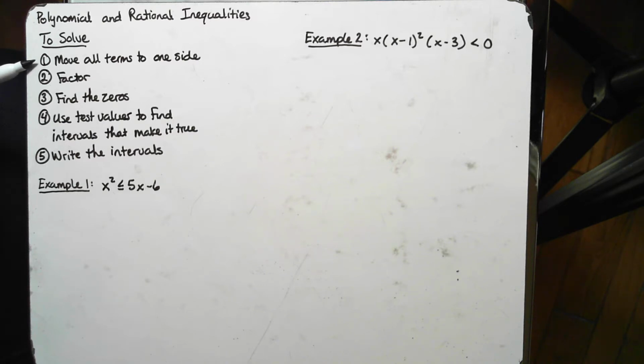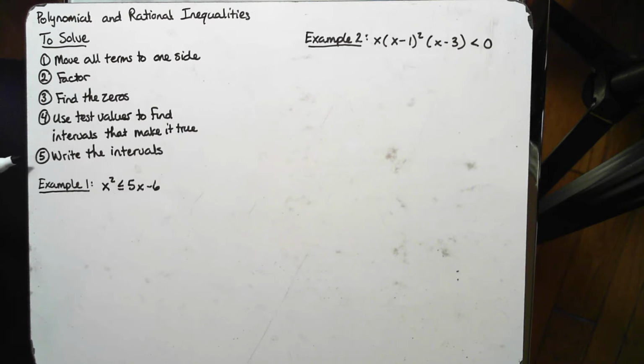The first thing that you should do is make sure that all of the terms are on one side. That means that one side of your inequality has a 0 on it and everything else is on the other side. Then you're going to factor, if it isn't already factored, and find the zeros. Then we're going to use test values to find the intervals that actually make it true. And finally, we're going to write the intervals.